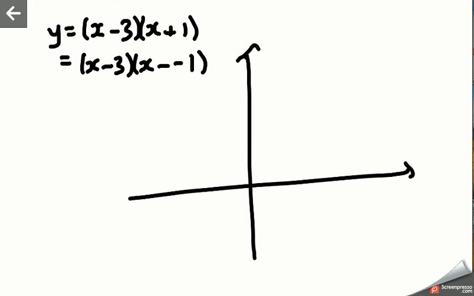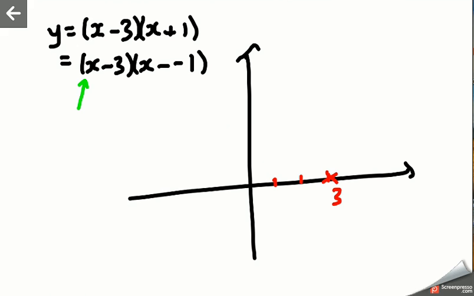Because we know that if we stick x equals 3 into there, we're going to have 3 minus 3 equals 0. So we know that when x is equal to 3, y is equal to 0. And hence our parabola goes through the point x equals 3, y equals 0.